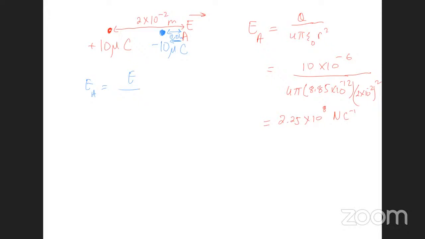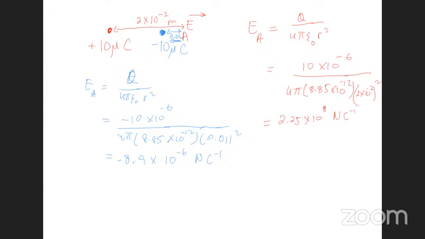Same formula, epsilon r squared, right? And that's Q, so that would be minus 10. What does the minus indicate? Opposite direction, right? So it's minus 10 by 10 to the minus 6 by 4 pi, 8.85 by 10 to the minus 12 by 0.01 squared. And I got 8.9 by 10 to the 10.